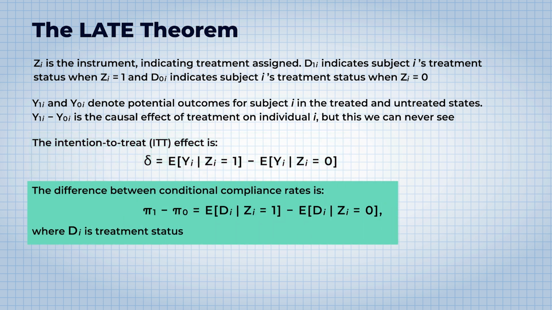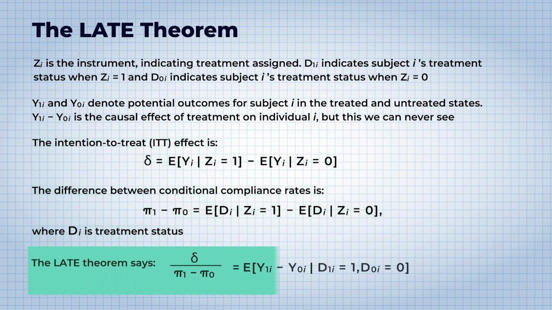A mathematical statement of this result appears here, where Greek letter delta symbolizes the ITT effect, and Greek symbols pi1 and pi0 are compliance rates in the group assigned to treatment and the group assigned to control, respectively. The print version of this lecture delves deeper into LATE intellectual history, highlighting key contributions made with Rubin. For now, though, I'd like to make the LATE theorem concrete for you by sharing one of my favorite applications of it.